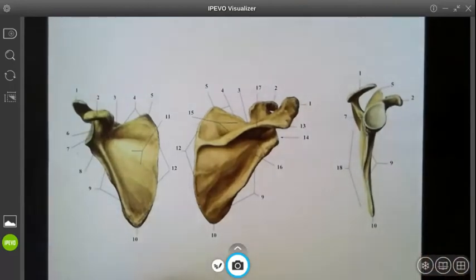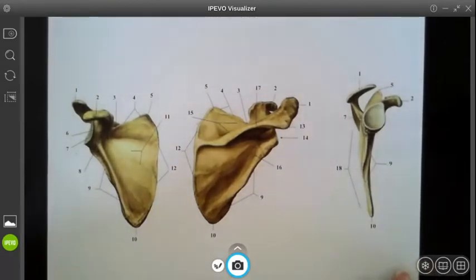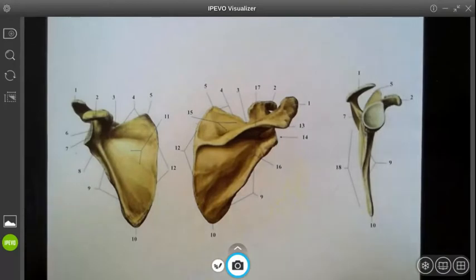In this video I'm going to include the scapula, the arm, and the leg, and also the hand and the foot. I'm going to start with the scapula. The scapula has 18 different structures on it that we're going to go over. I'm going to start with number one.